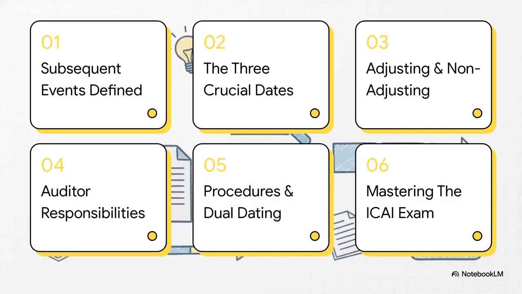Okay, let's dive into this. Here's our exact roadmap to conquer the topic. First, what are subsequent events? Second, the three crucial dates. Third, adjusting versus non-adjusting events. Then, the auditor's changing responsibilities. After that, practical procedures and dual dating. And finally, mastering the ICAI exam itself.